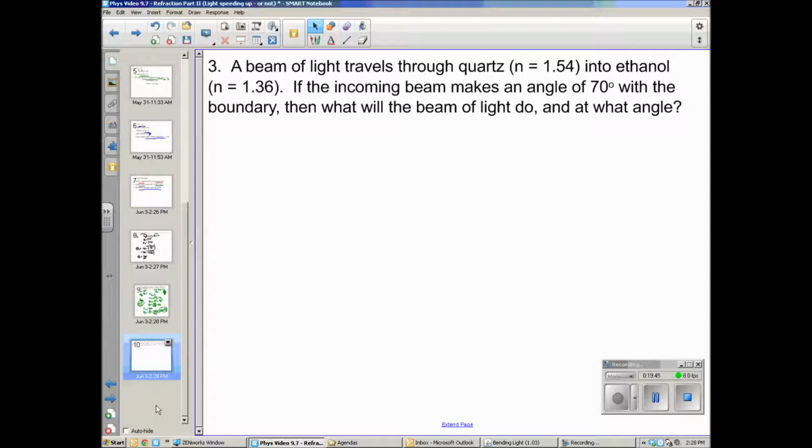Into ethanol, it tells you what n is, and it tells you the incoming beam makes an angle of 70 degrees with the boundary. What will the beam of light do and at what angle? So you must make a drawing. Okay, so here we go.